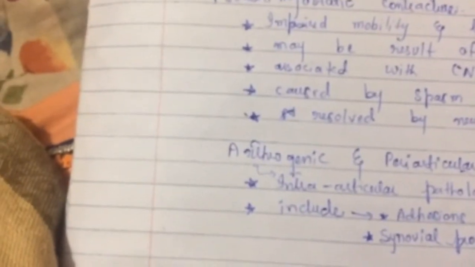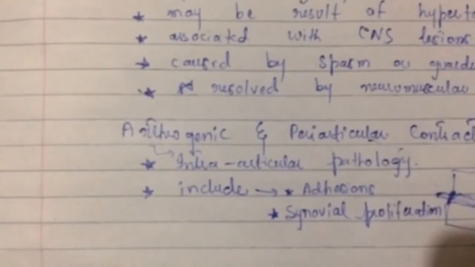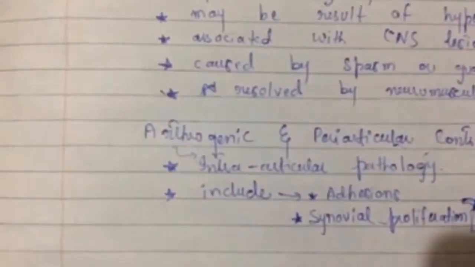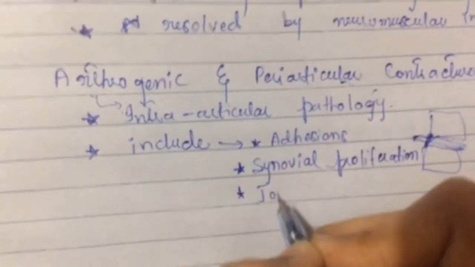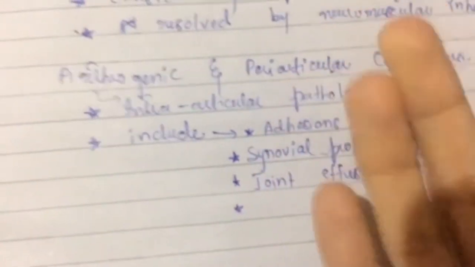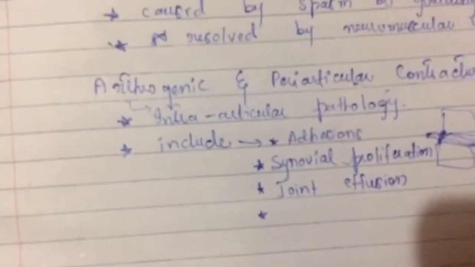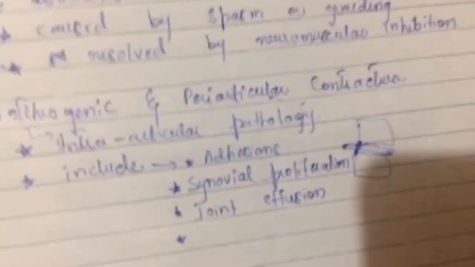So this is the adhesion or synovial proliferation. Next is the joint effusion. Joint effusion is basically the accumulation of fluid in the areas around the joint or in the area where intra-articular pathologies occur. There is the effusion or accumulation of fluid due to any changes in the intra-articular area or around the joint. So this is joint effusion.